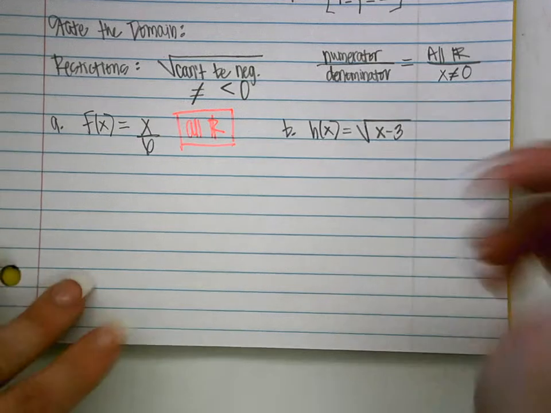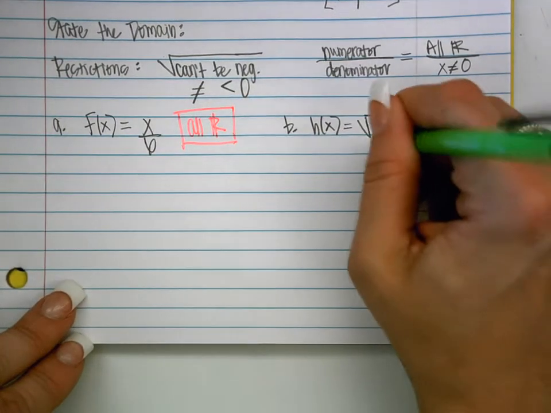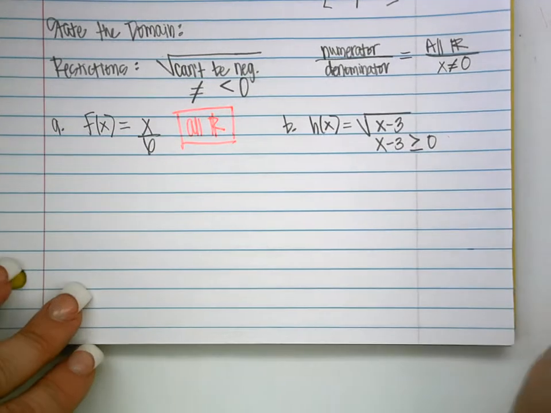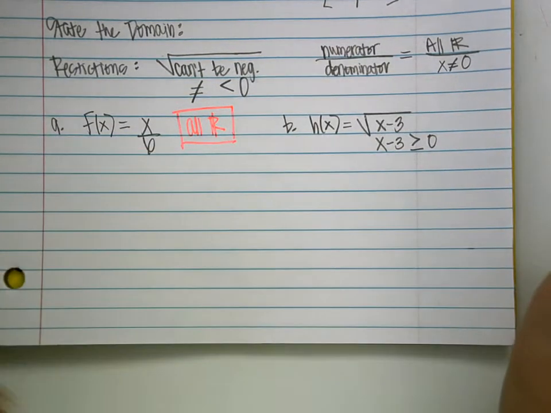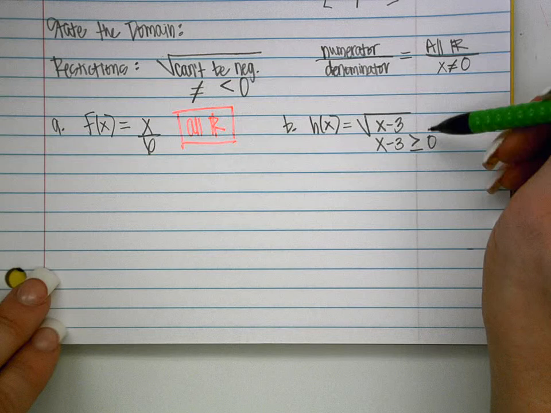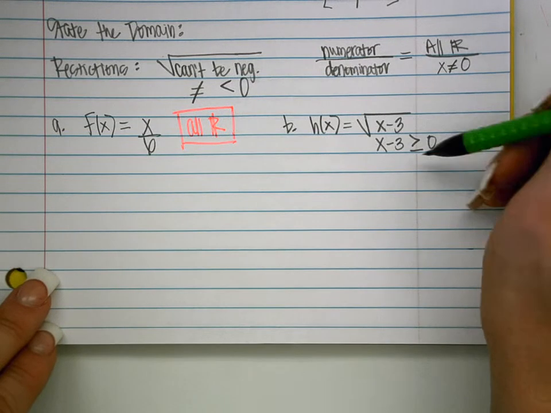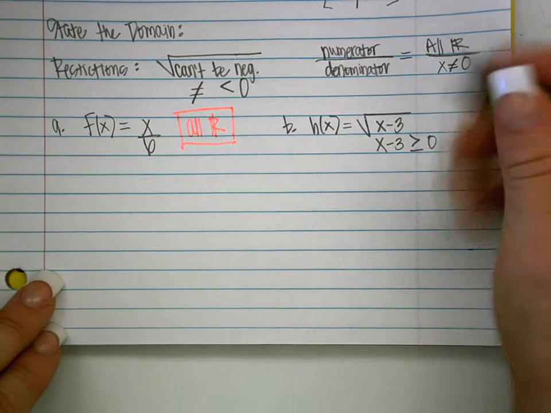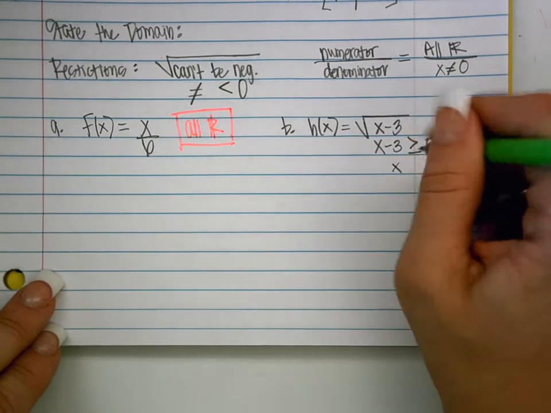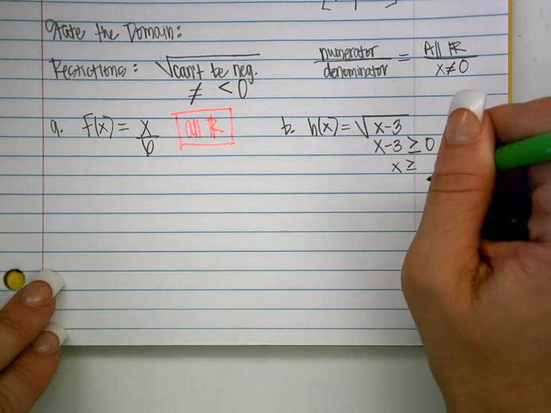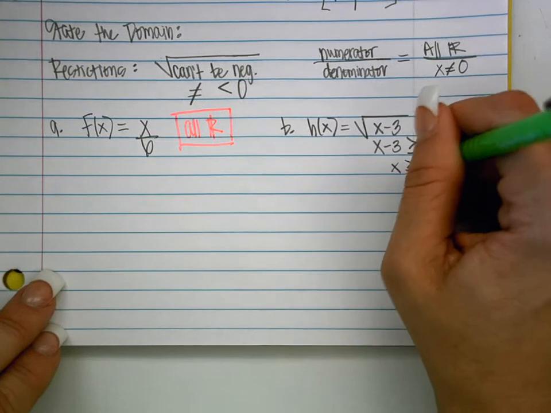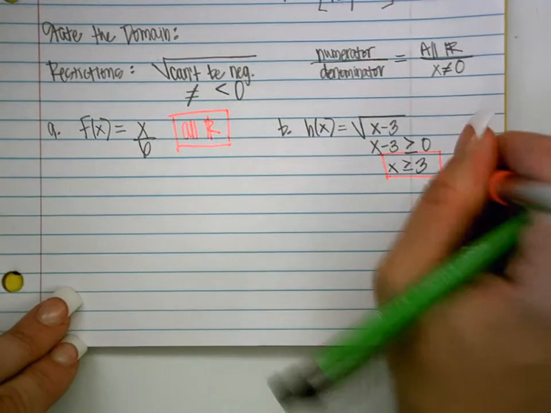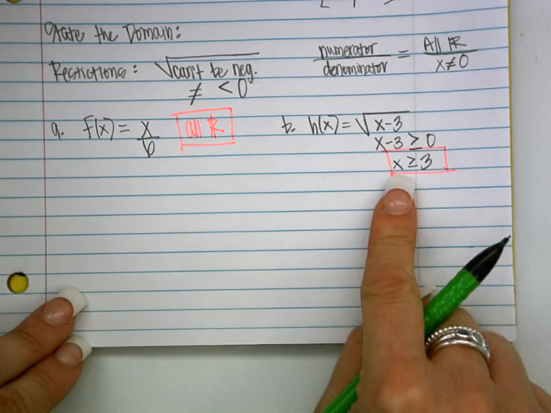So if you set that up as an inequality, x minus 3 must be greater than or equal to 0. Okay, because it cannot be negative. So you have to set up anything under a radical to be greater than or equal to 0. Then how would you solve to give me an x value for your domain? Right, so x must be greater than or equal to what? Positive 3. So the domain is x greater than or equal to 3.